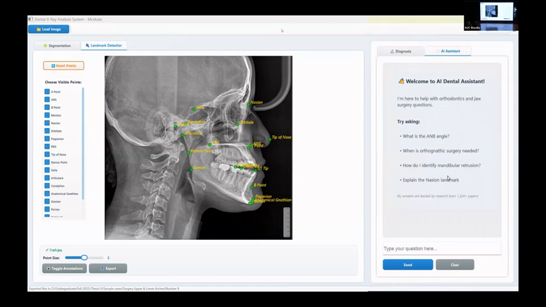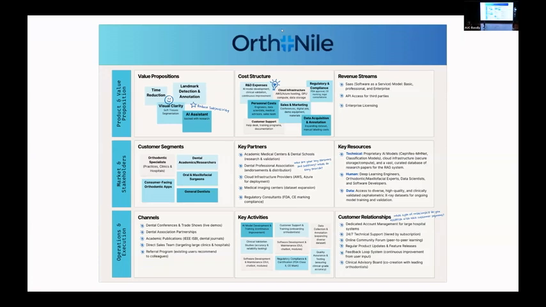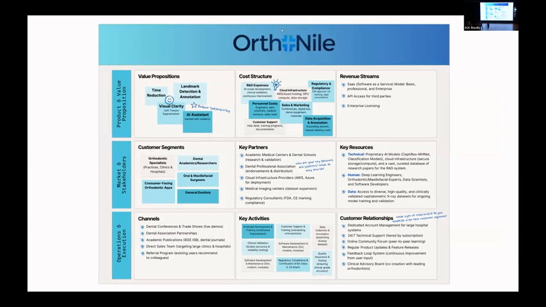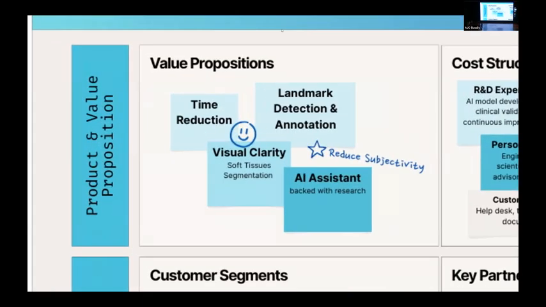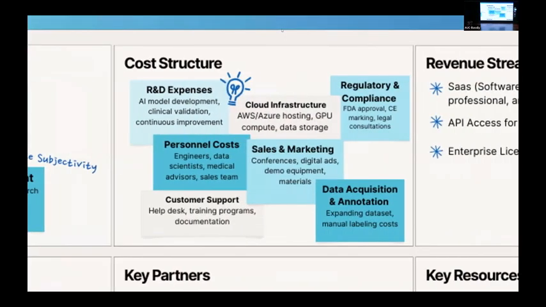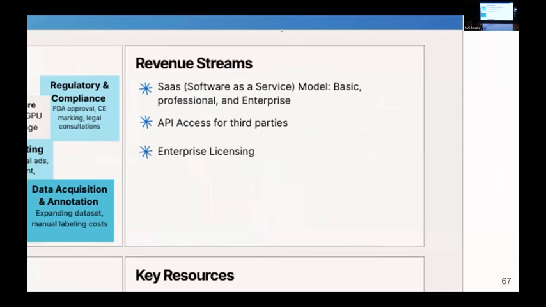Now we're going to be discussing the business model with Abdelat. And now for our business model for the whole commercialized product, it's three main categories. The product value: we offer time reduction in the whole process, clarity through the soft tissue segmentation, and an AI assistant through the chatbot we offered. For the cost structure, it's mainly split over the R&D expenses, the sales personnel cost, the customer support, and of course the cloud infrastructure, hosting over AWS or GCP.